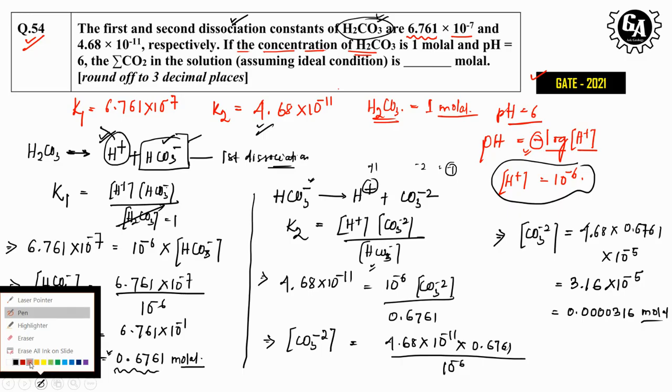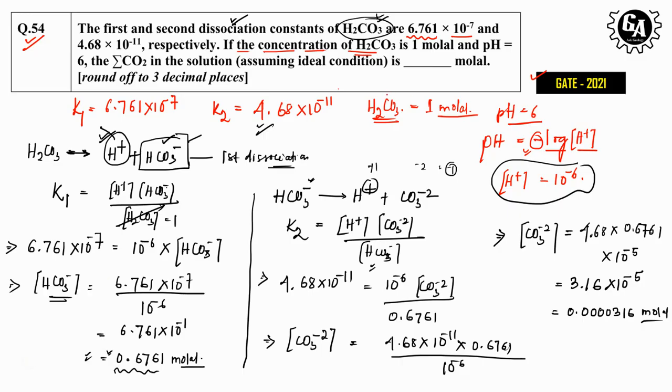Okay, what are the concentrations? The concentration of H2CO3 initially was 1 molar. Now this 1 molar H2CO3 dissociated to H plus and HCO3 minus. The HCO3 concentration we found out to be 0.6761 molar, and further HCO3 dissociated to H plus and CO3 minus 2. The CO3 concentration we found out. Now the question is asking the summation of carbon dioxide.